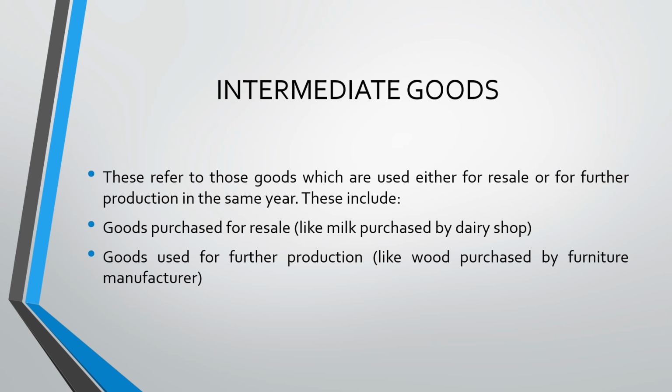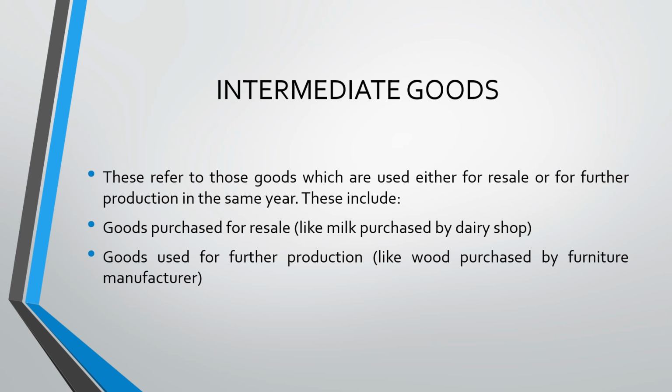Now, milk, if a household purchases it, becomes a final good. But if that milk is purchased by a dairy shop, you know that milk is purchased for resale because people will go there and purchase from there. But that dairy shop owner has also purchased from somewhere. So for the dairy shop owner, it is an intermediate good because he is going to resell it.